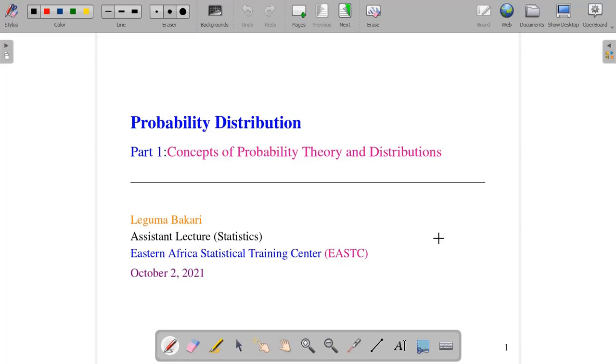Here today I'm going to introduce the concept of probability distribution, and we are going to split it into three parts. We are going to cover the first part, which is the concept of probability theory and distribution, and the second part is going to be the discrete probability distribution, and the third part, which will be the last, is going to be the continuous probability distribution.